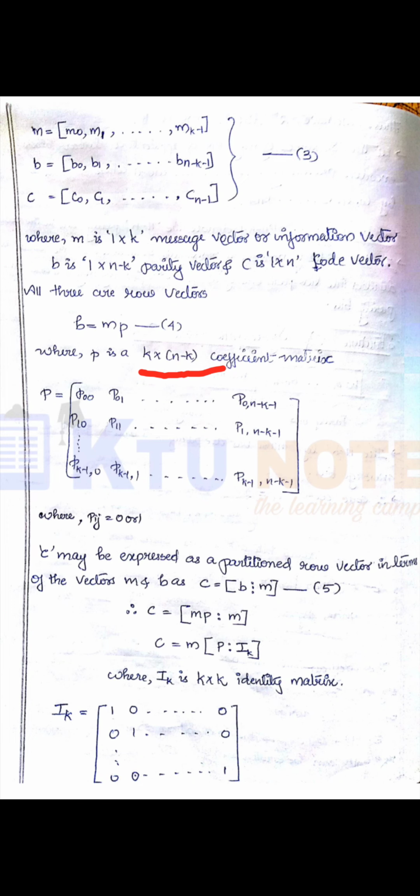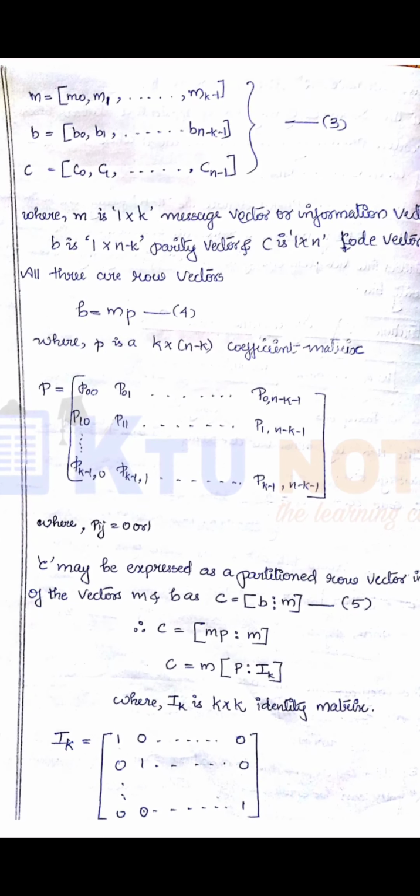So the size of P is k by n minus k, k message bits by n minus k, and B is equal to MP. So the coefficient matrix is given by P, where i is the row and j is the column. So the first row, first column is P00, then first row, second column, P01, etc., up to P0,n minus k minus 1. Okay, so the number of rows is k and the number of columns is n minus k.